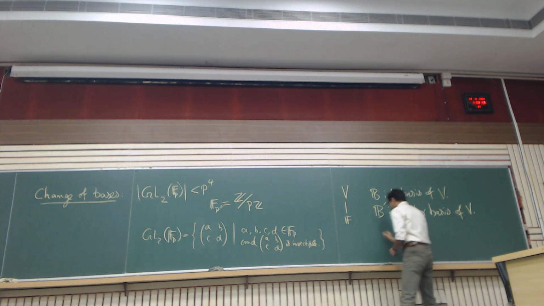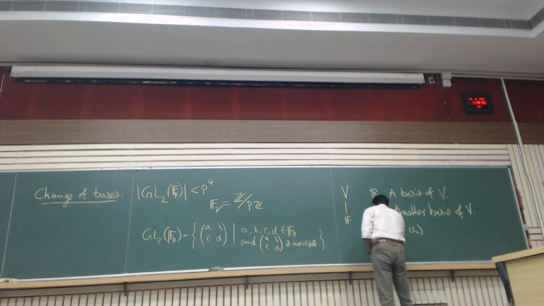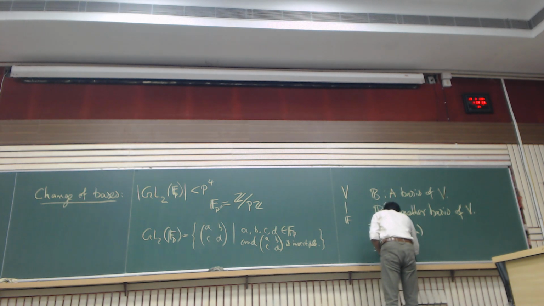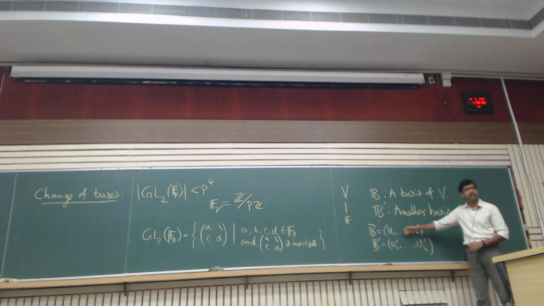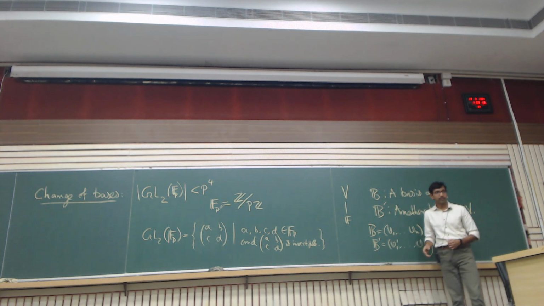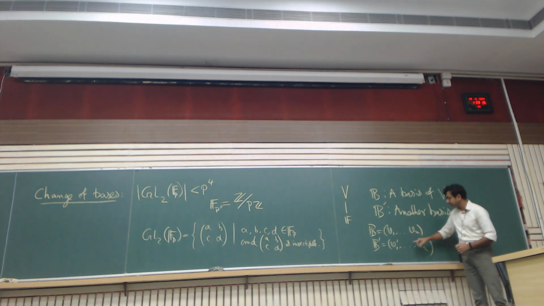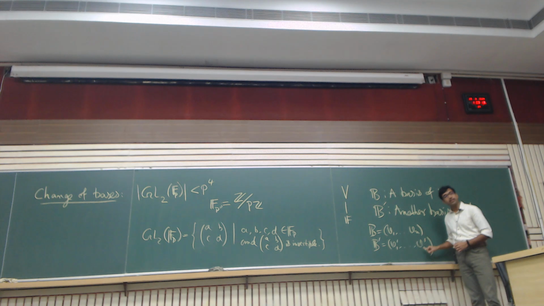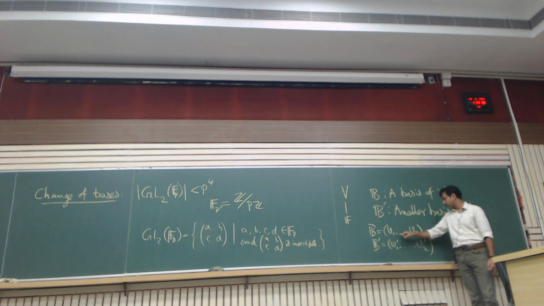Write B as v1 to vn and B prime as v1 prime to vn prime. They should have equal cardinality because earlier we proved that any two bases have the same cardinality. Note that each of v1, v2 to vn can be expressed as a linear combination of v1 prime to vn prime. Similarly, each of v1 prime to vn prime can be expressed as a linear combination of v1 to vn.